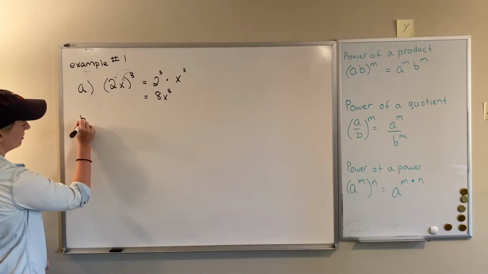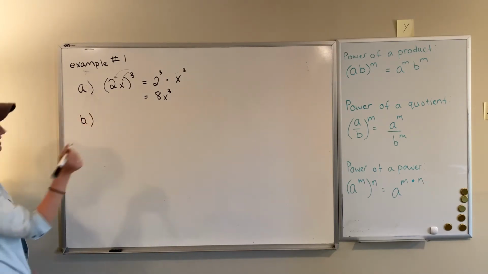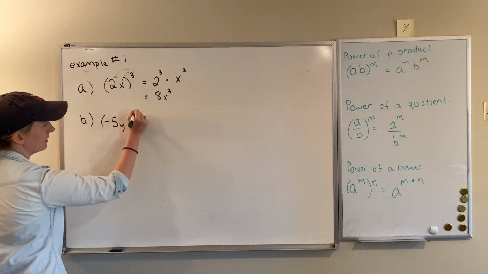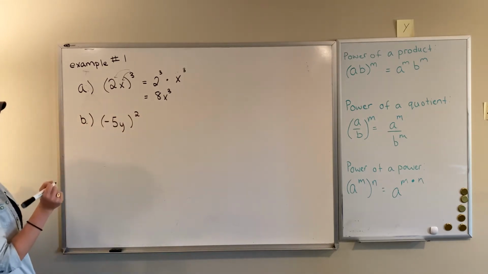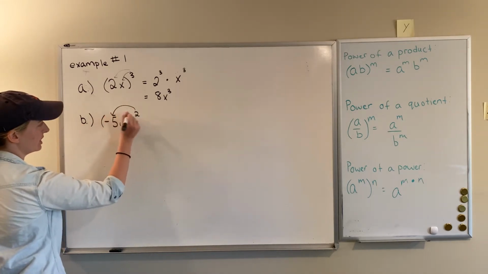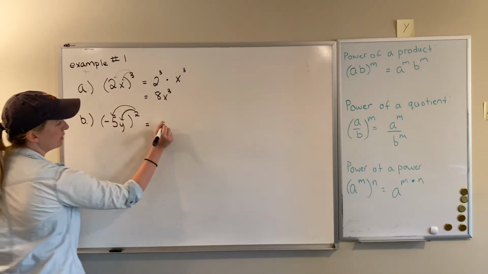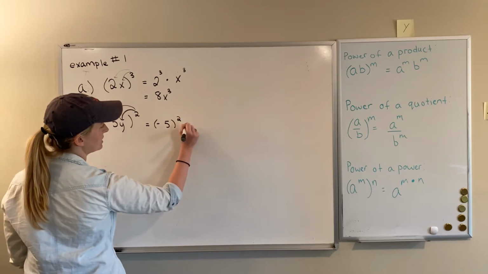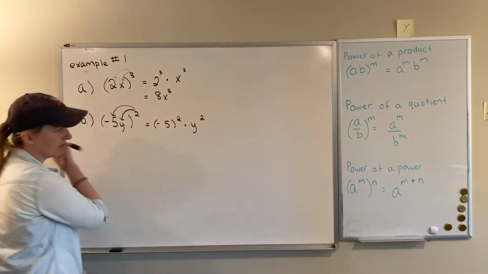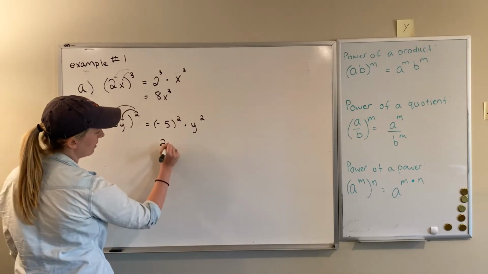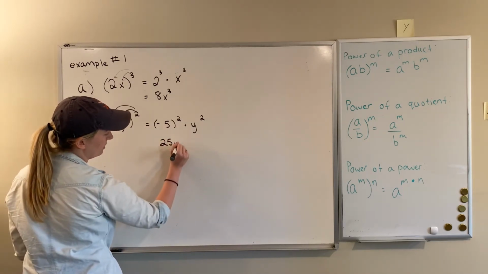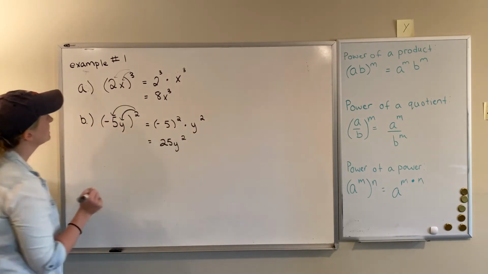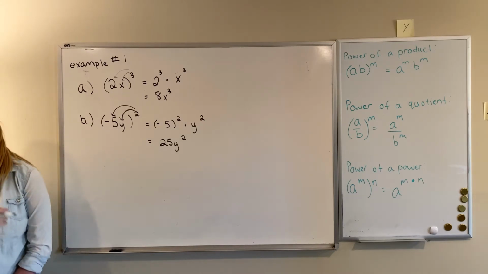B, we have negative 5y being squared. Same as the one above, we have the power of a product, so take your 2, distribute it to everything on the inside. We have negative 5 squared times y squared. Negative 5 times negative 5 is going to be a positive 25. 25 times y squared is just 25y squared. And so now we have solved example 1, A and B, using the power of a product.